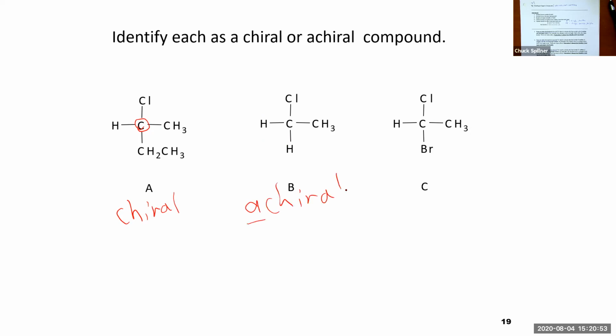And remember I said there actually is a plane of symmetry in this molecule. It's hard to show because it's tetrahedral, but the plane goes between the hydrogens and through the chlorine and the CH3. And then C is chiral.